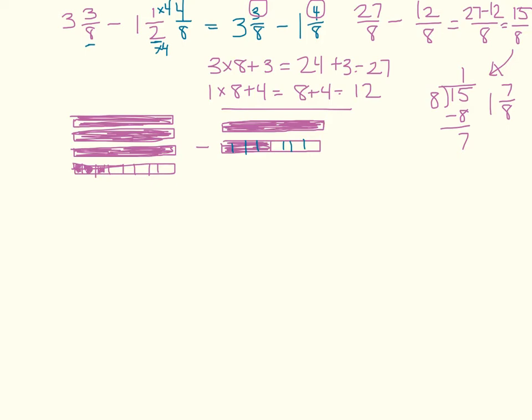I'm going to take 1 to deal with that. I'm going to take 4, so I've got 1, 2, 3, and then I need to split this one up so that I can take 4, and that leaves me with 1 and 7 out of 8.